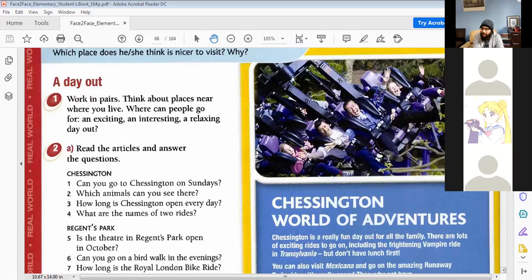But maybe this one is not too scary, the one here in the picture. Maybe it's not very scary, maybe less, and even the children could enjoy it. What do you think?